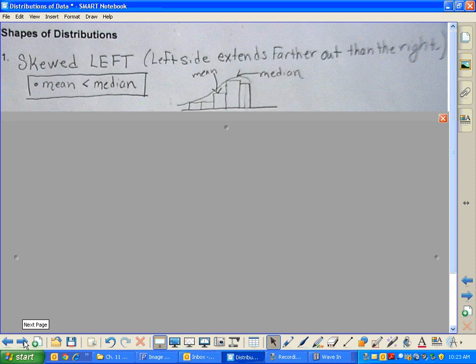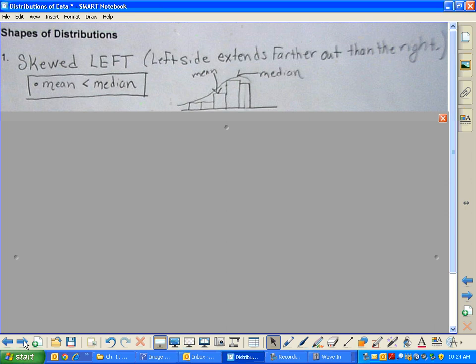is called skewed left. So on the next page, we have 4 shapes. First one, skewed left. And it's where the left side of the graph extends further out than the right side. And you'll see that after I wrote down the basic definition of what skewed left was, I drew a really rustic little histogram where the bars on the left side were smaller than the bars to the middle and right.